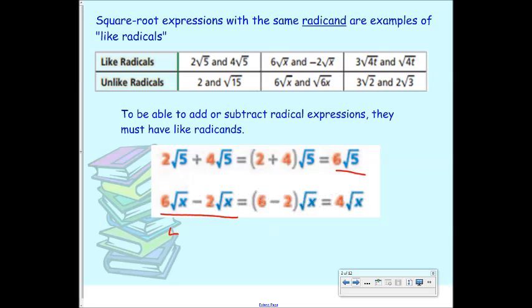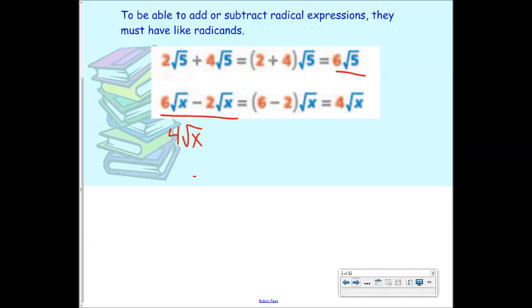4 root x. 6 minus 2 is 4, and the radicand stays the same. Okay? You cannot do it if they are not like terms. So if they aren't like terms, you would just leave it as it is. So for instance, if I gave you this problem, could you do anything? No, they're not like terms.